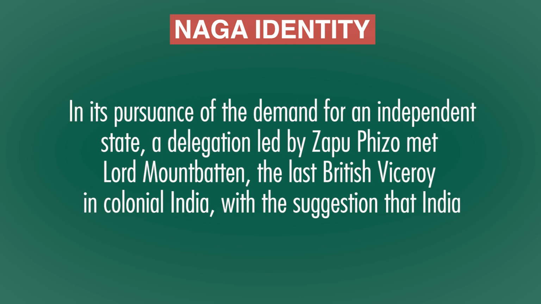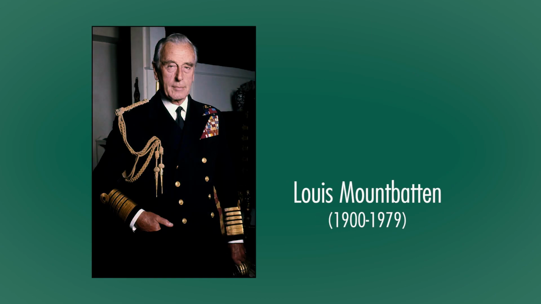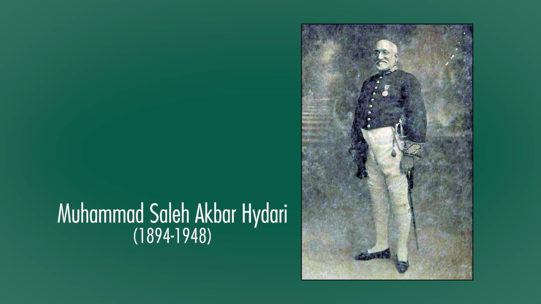In its pursuance of the demand of an independent state, a delegation led by Zapu Fizo met Lord Mountbatten, the last British viceroy in colonial India, with the suggestion that India, after partition, should act as the guardian power for a period of 10 years, after which the Nagas would be free to determine their political future. The first step towards understanding the Naga demands and trying to resolve them was the Akbar-Hydari Accord with the Nagas. Now, Akbar Hydari was the governor of Assam in the period immediately after independence.